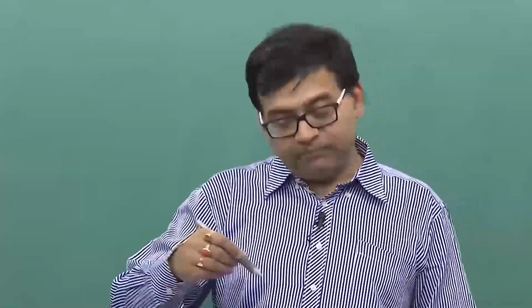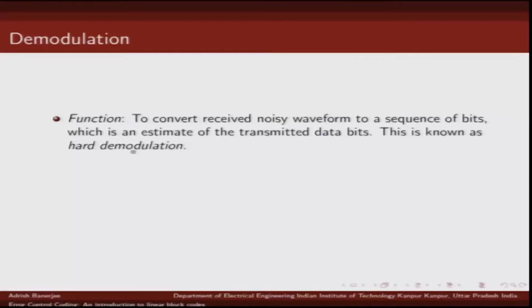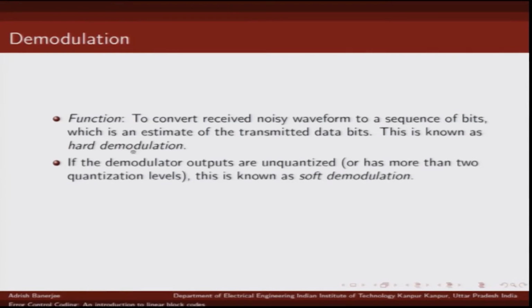Now, when we try to demodulate and get back the original bits, zeros and ones, that is what is known as hard demodulation. There is also something called soft demodulation. What if we are getting noisy received values of the received sequence, and instead of quantizing them directly to zeros and ones, we keep them unquantized? This type of demodulation is known as soft demodulation. Now, what is the advantage of soft demodulation?